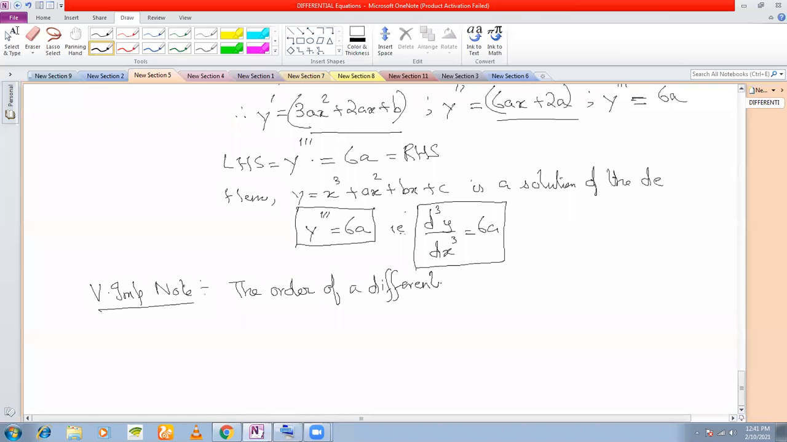The order of a differential equation is equal to the number of arbitrary constants in the general solution, in its general solution.